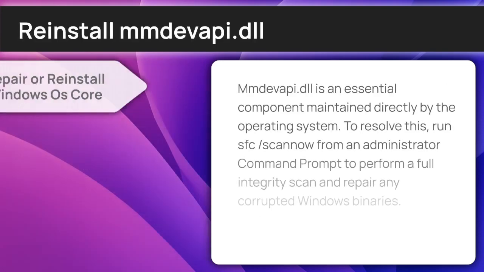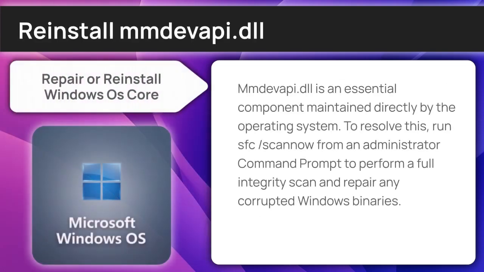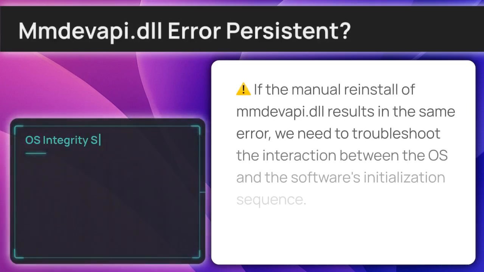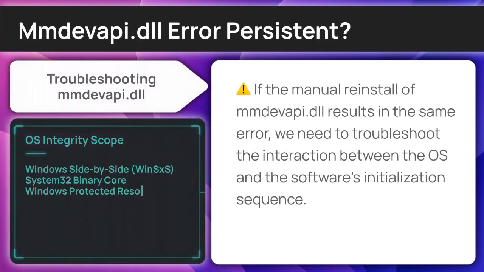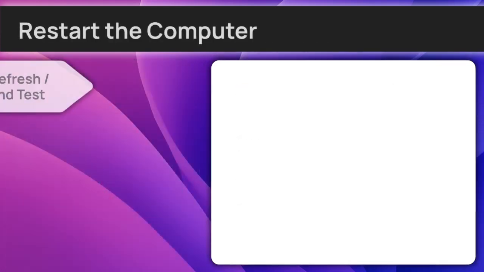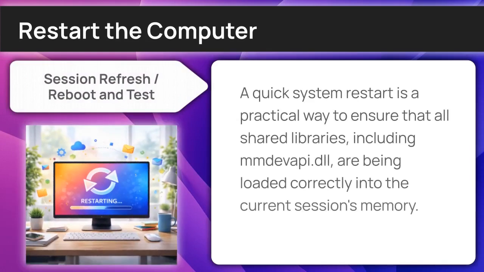Mmdevapi is an essential component maintained directly by the operating system. To resolve this, run sfc /scannow from an administrator command prompt to perform a full integrity scan and repair any corrupted Windows binaries. In the event the error remains visible, it indicates we need to verify the environment's ability to register new shared resources. A full system restart ensures that no background processes are currently locking the Multimedia Device API file. A fresh boot allows Windows to reinitialize its library map from a clean state.